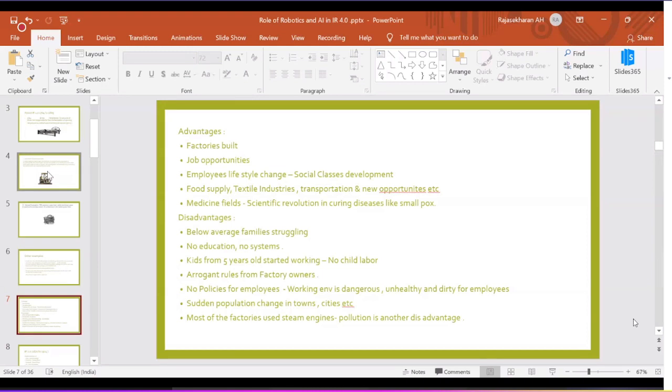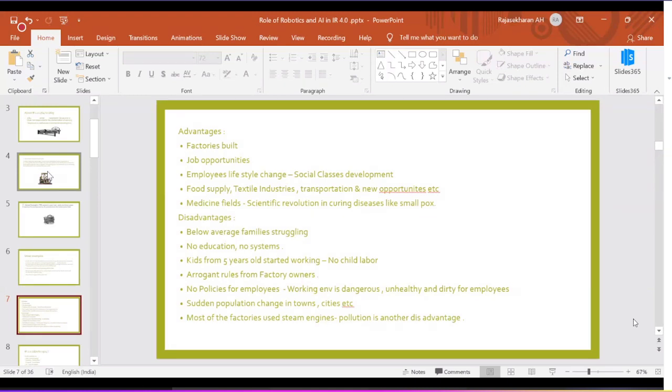Because of this, large factories started coming and created job opportunities, lifestyle change, food supplies, then textile industries, transportation. During this phase, in the medicine field they also started curing diseases like smallpox, etc.